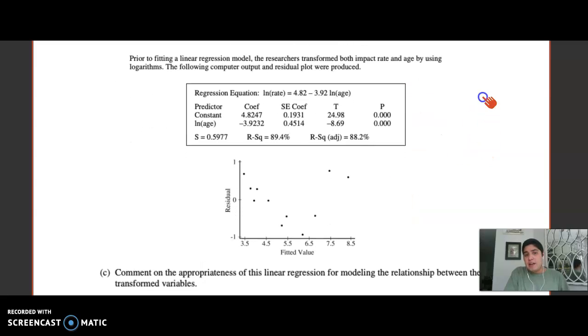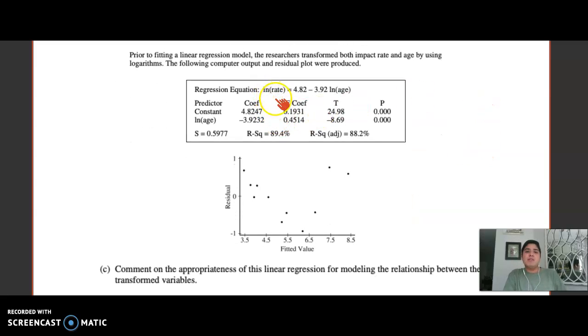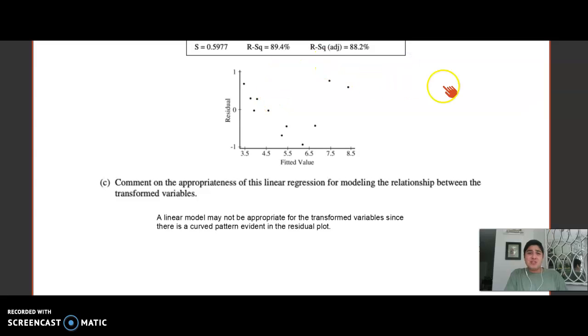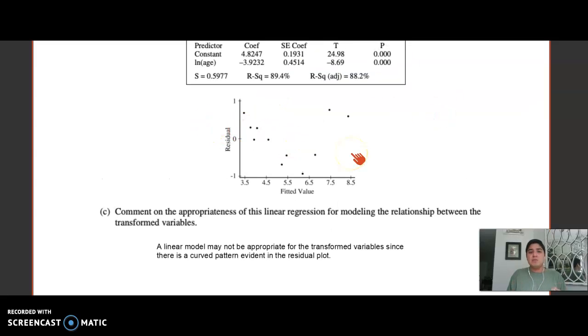Now, we go ahead and transform using some type of power model, because notice that the natural log happens on both the explanatory variable and the response variable. But even after this transformation, I can see that in my residual plot, there is an evident pattern. So a linear model would not be appropriate for the transformed variable since there is a curve pattern in the residual plot. And we want our errors to be completely random. We don't want there to be any evident pattern when we're looking at the errors, because that is a bad thing.